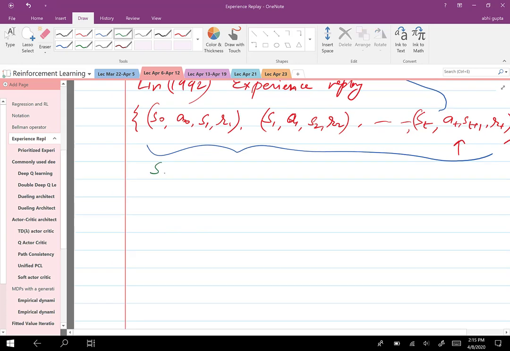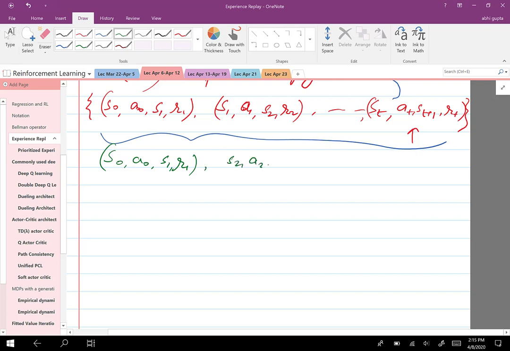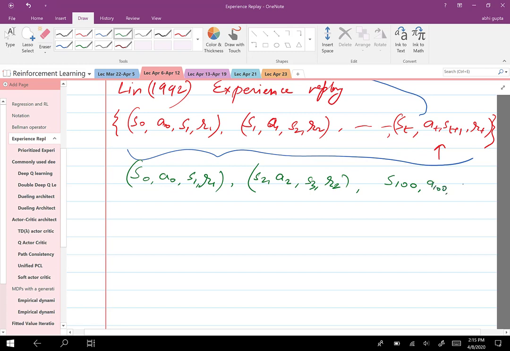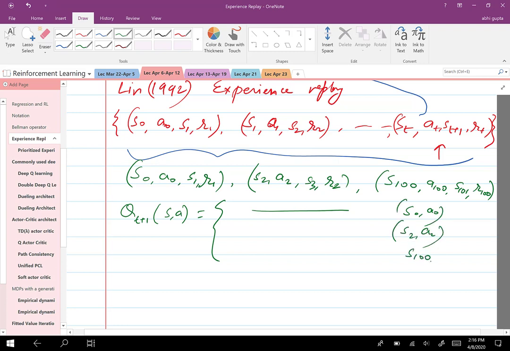So let's pick some IID samples, S0, A0, S1, R1, S2, A2, S3, R2, S100, A100, S101, R100. Okay, so I picked three samples, and now I'm going to update the Q function for all these three samples. So Q of T plus 1 of S comma A will have the corresponding update for S0 A0, S2 A2, and S100 A100. So each sample is basically used several times in the update of the Q function.